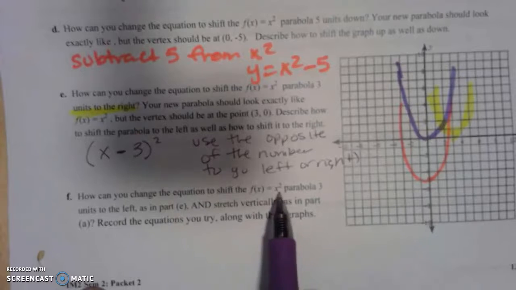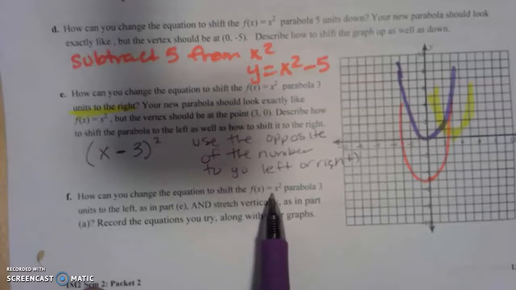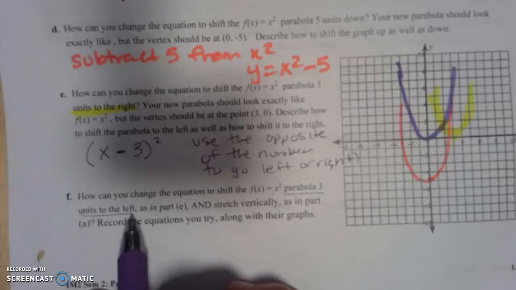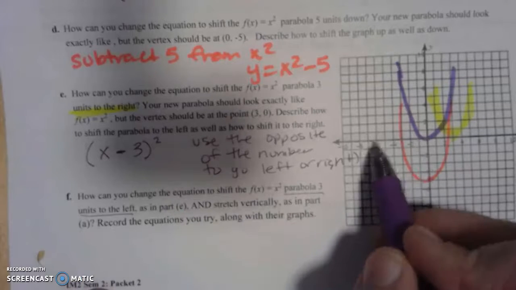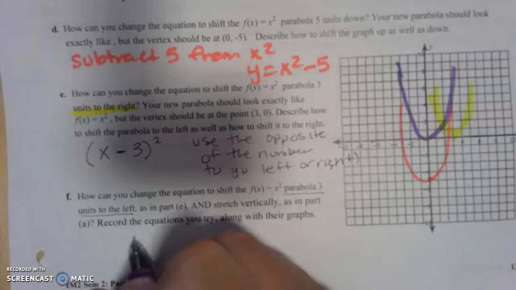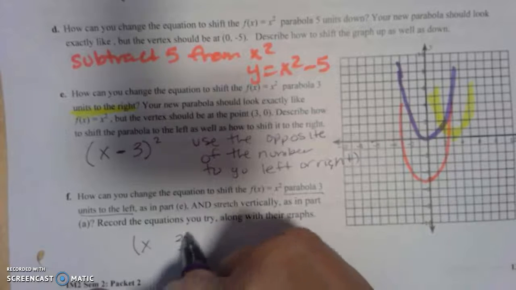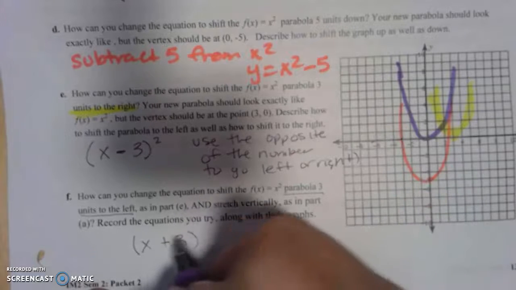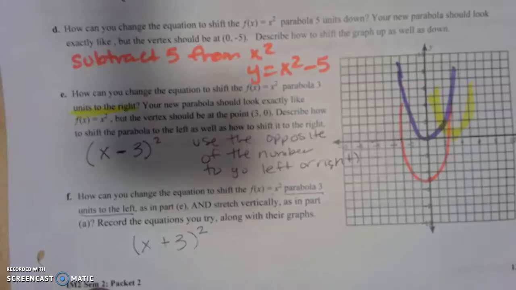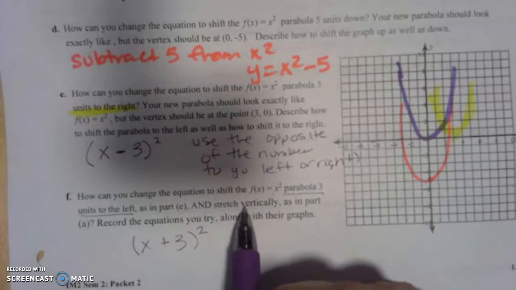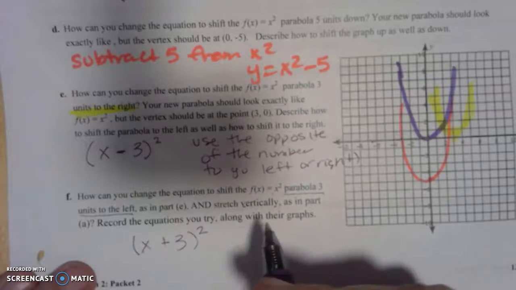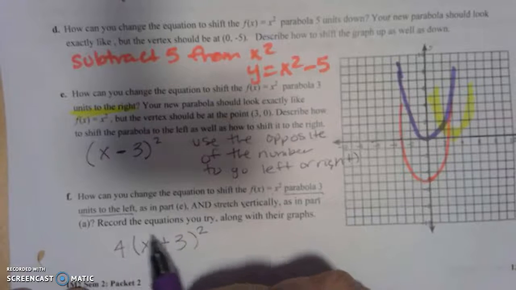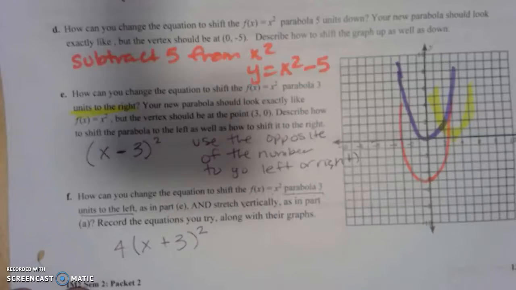And now look at this one. How can I change the equation f of x equals x squared? We want to do 3 units to the left. So we know to the left is this way. So we're going to go x + 3. And I want to go to the left, 1, 2, 3, that's the negative direction, but I use the opposite when I'm inside, and it's going to be squared. And I want to stretch vertically. Remember my stretch, I want to make it look narrow, I have to put a number in front, as in part A. And we can try that.